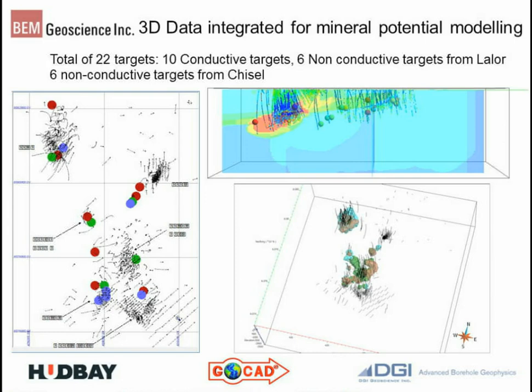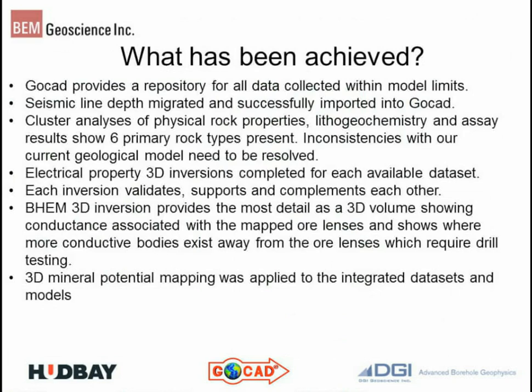And this is a whole different story that I won't talk about now, but I will talk about in 2 minutes. And so what has been achieved? GoCAD, which is the platform that we use, provides a repository for all data collected within the model limits. And the seismic line was depth migrated to be brought into this model. Cluster analysis of the physical rock properties and lithogeochemical and assay results show 6 primary rock types. Inconsistencies with the current geological model need to be revisited.